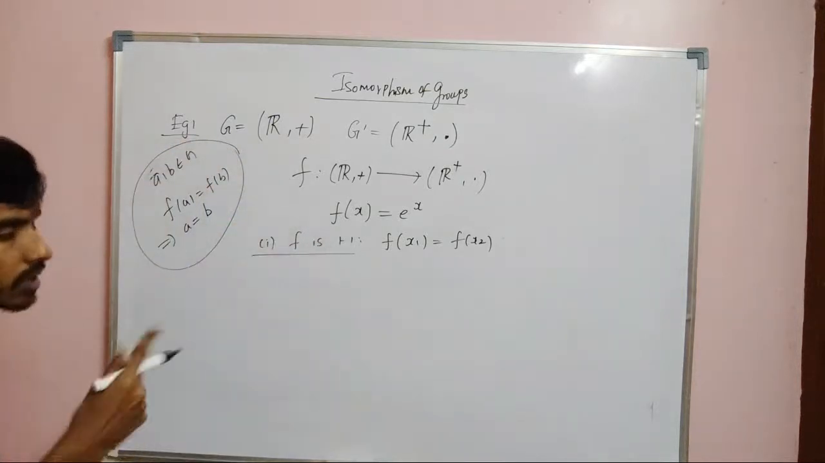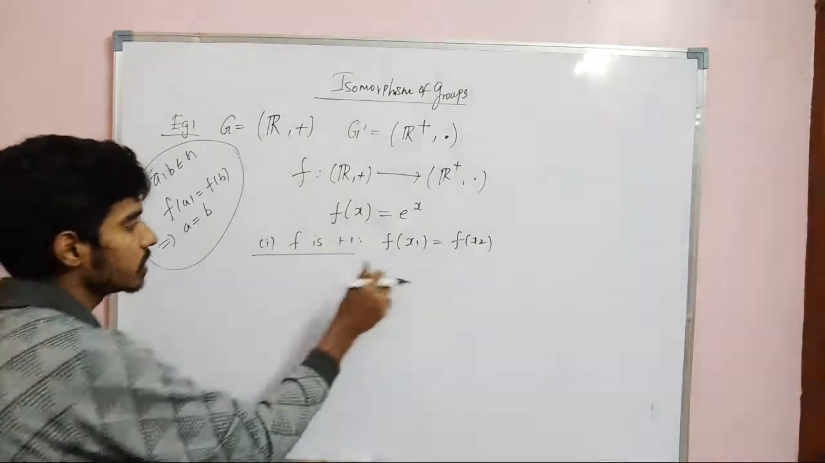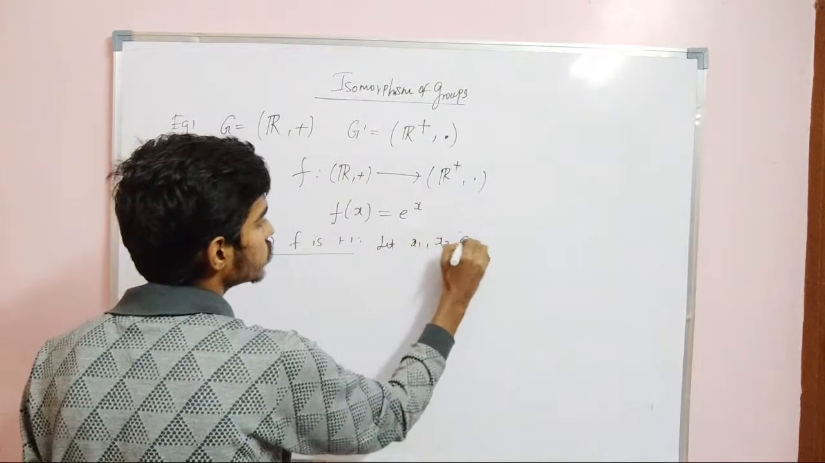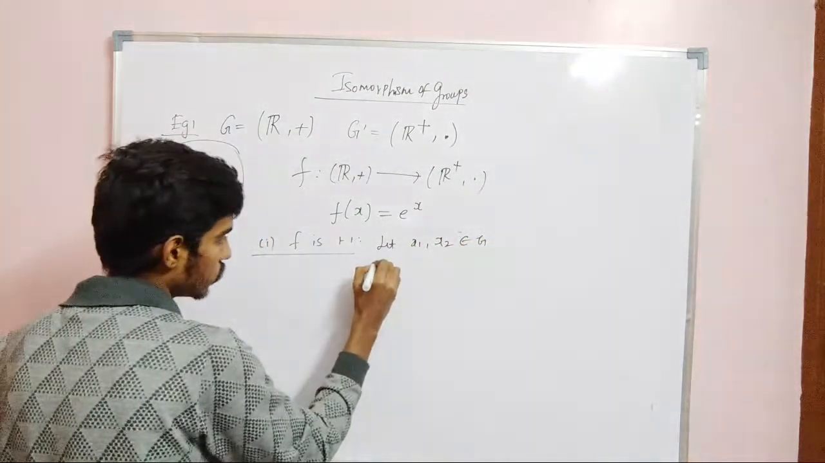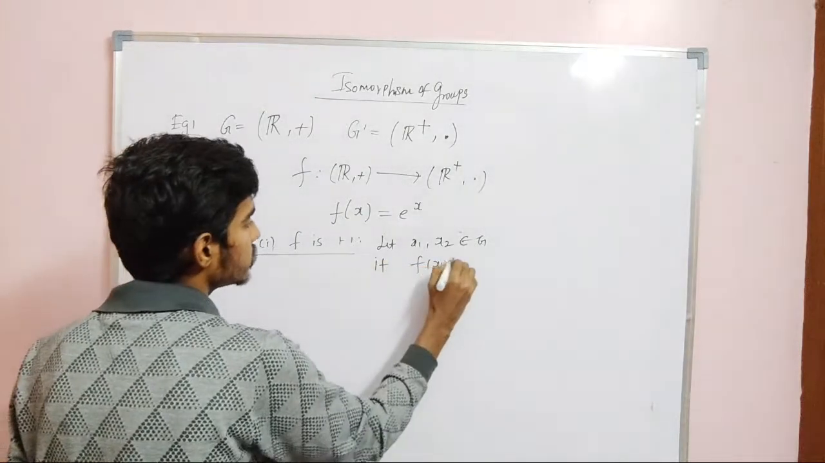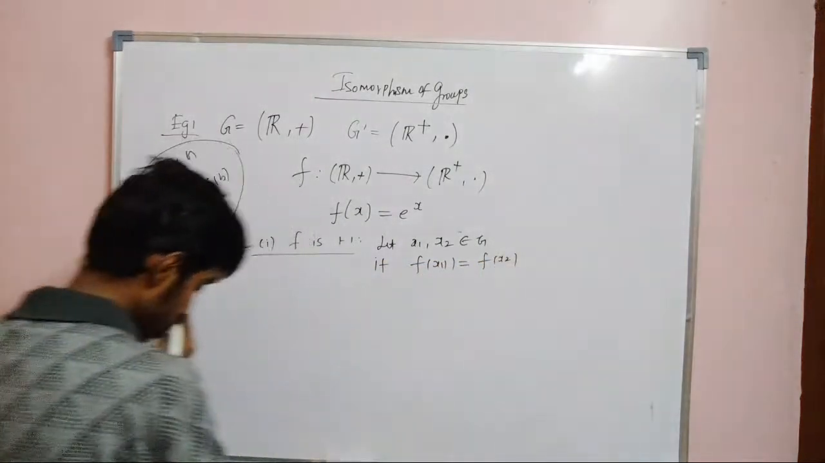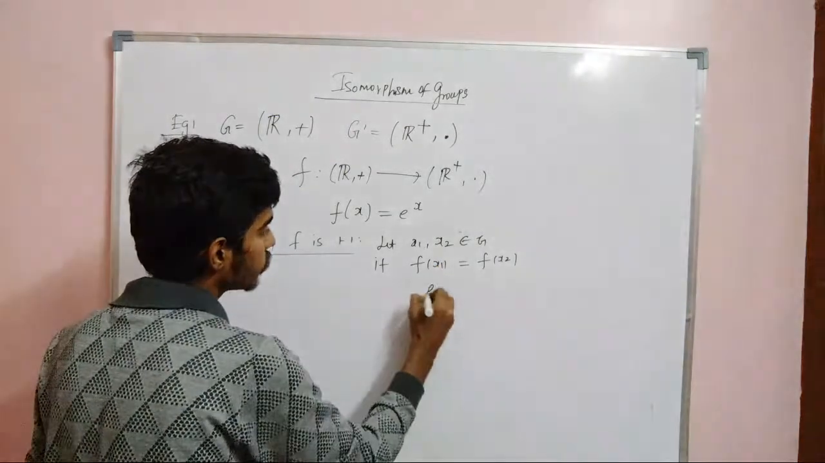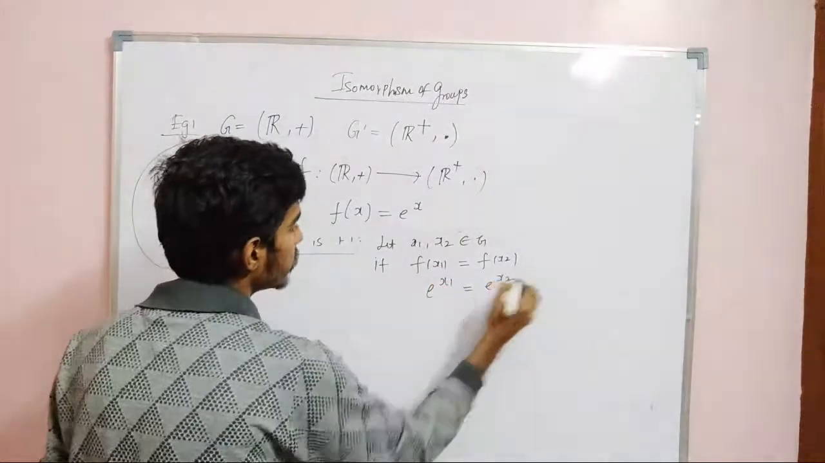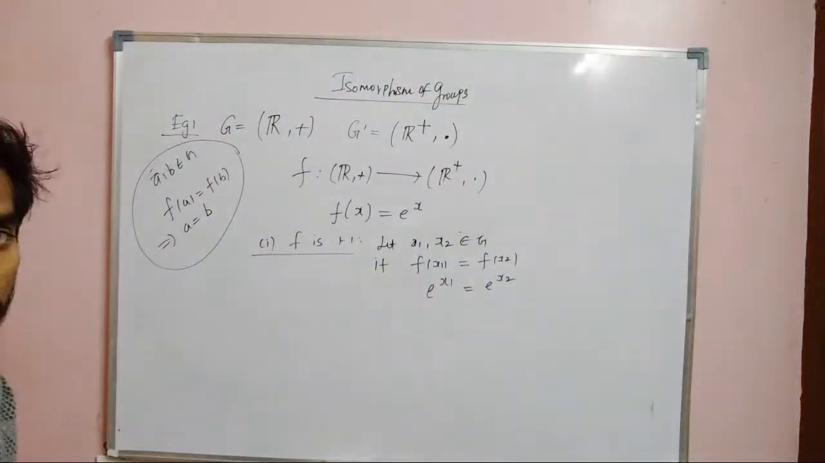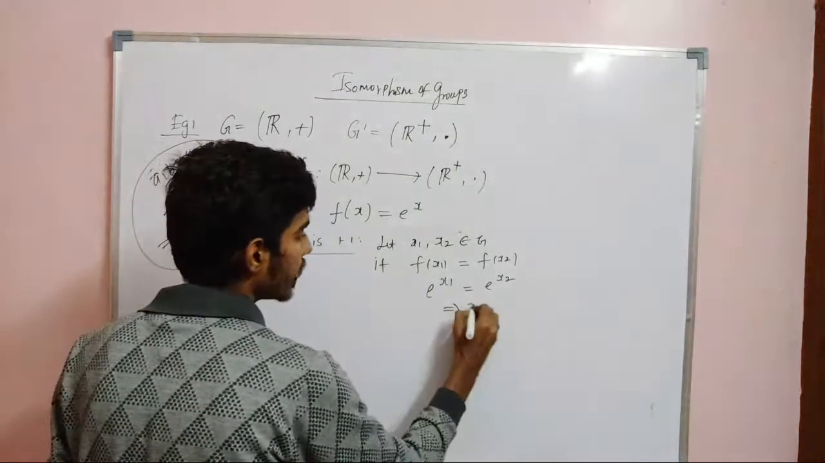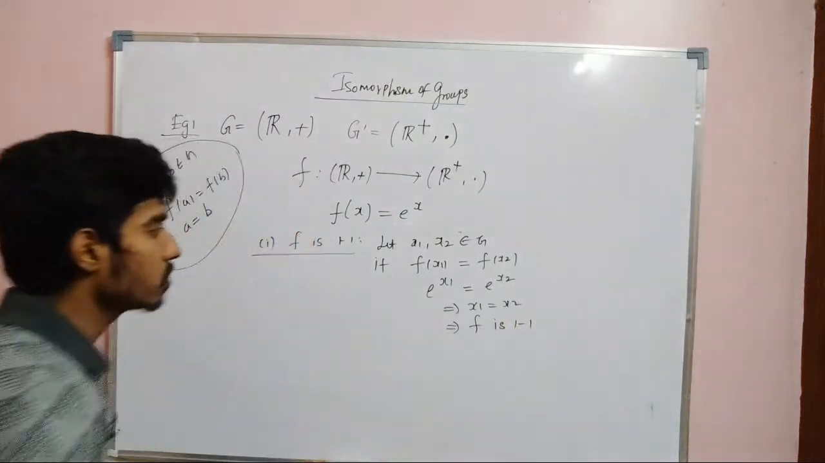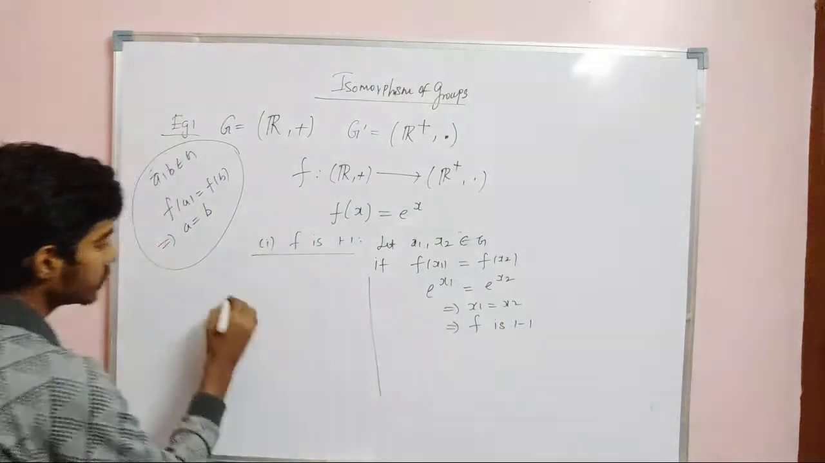So let x1, x2 belong to G, and suppose f(x1) = f(x2). I need to prove x1 = x2. What is f(x1)? It is e^x1, and this is e^x2. If the bases are the same, I can equate the powers. So this implies x1 = x2, so f is 1-1.